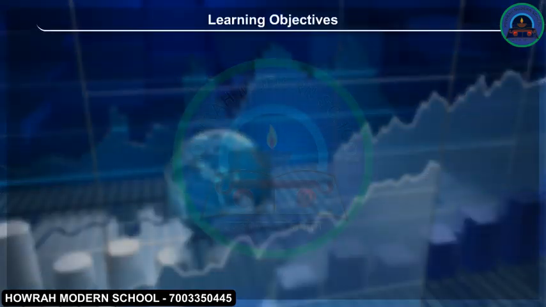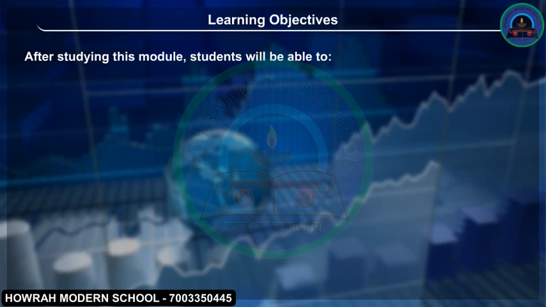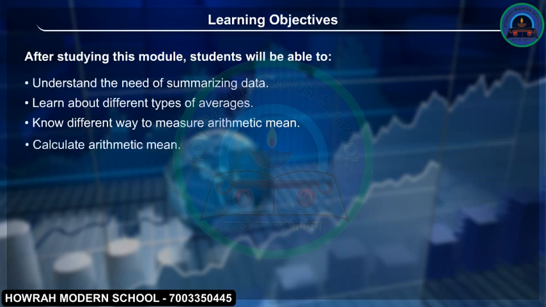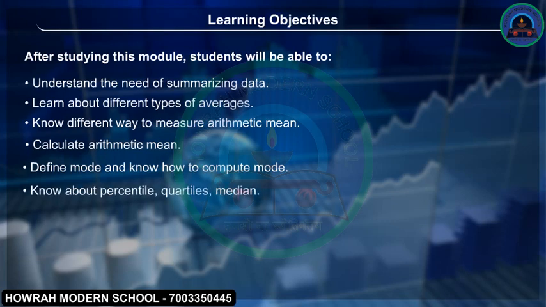Learning objectives. After studying this module, students will be able to understand the need of summarizing data, learn about different types of averages, know different ways to measure arithmetic mean, calculate arithmetic mean, define mode and know how to compute mode, know about percentile, quartiles, median, know the ways to calculate median.